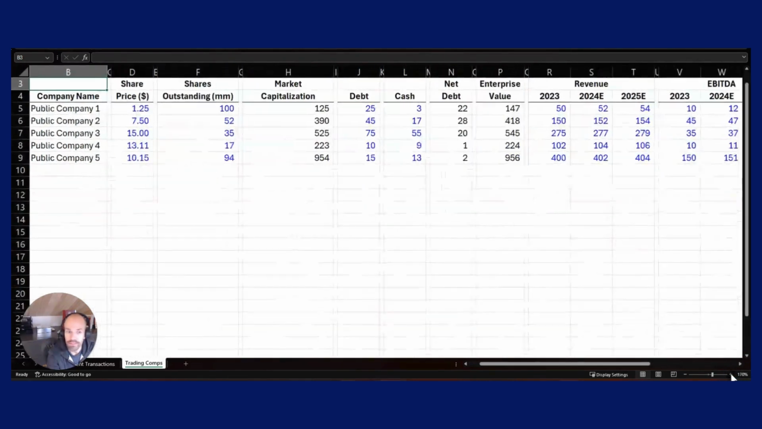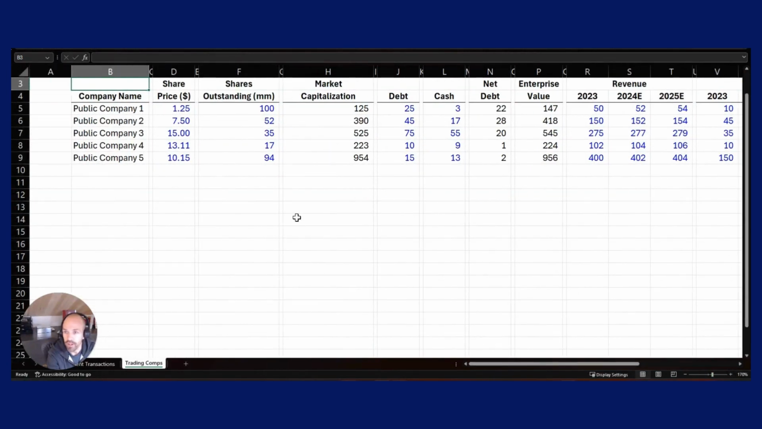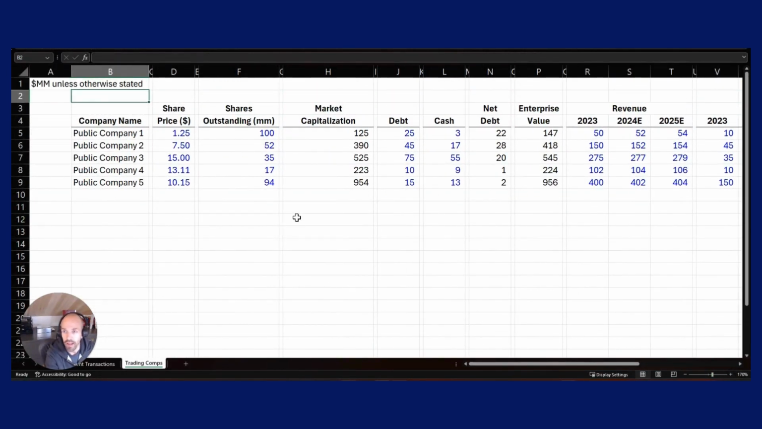But basically, trading comps or trading comparables look at the valuations of public companies as a multiple of their revenue or their EBITDA or whatever other metric, and have an implied multiple or valuation for that company based on those metrics that you then apply to another company. But let's dig in so you can see.